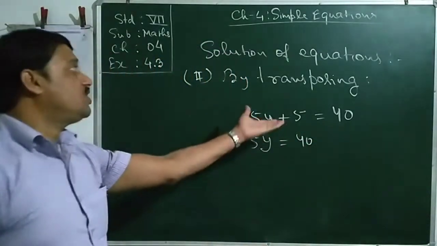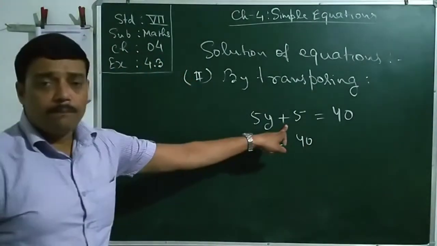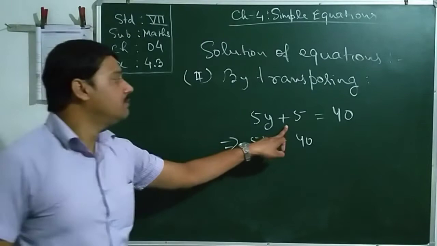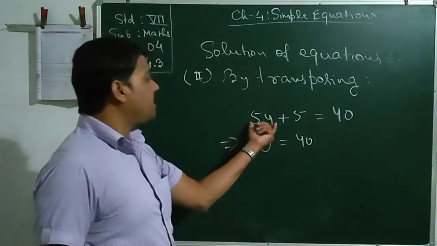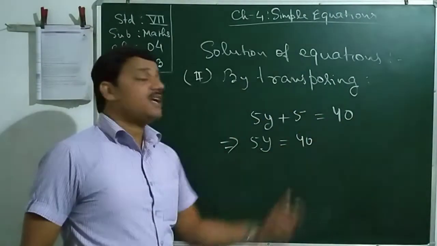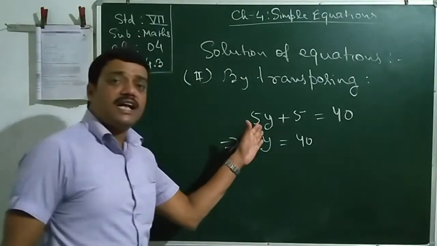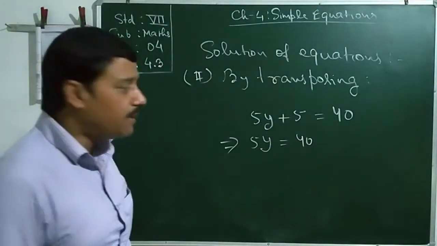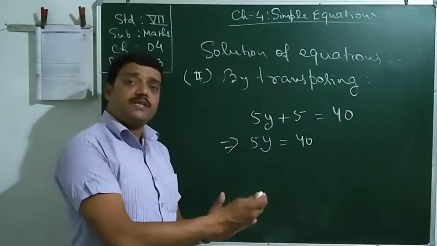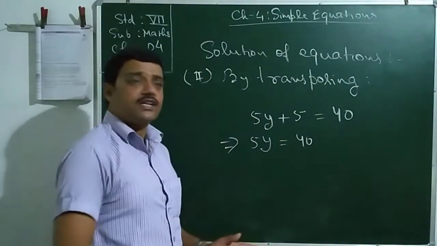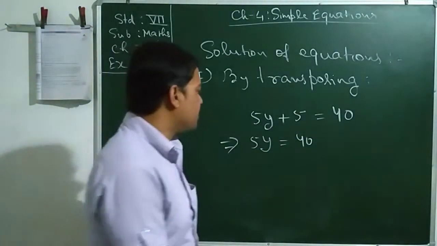While transposing it to the RHS, the sign will be changed: the positive number will turn to negative, and the negative number will turn to positive. If the operation is multiplication here, then the operation on the opposite side will be division. If the number is divided in the LHS, then it will be multiplied in the RHS. That is the opposite action. Opposite of multiplication is division. Opposite of division is multiplication. Opposite of addition is subtraction. Opposite of subtraction is addition.